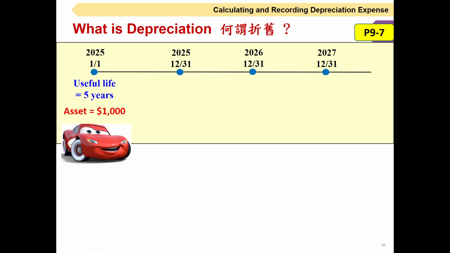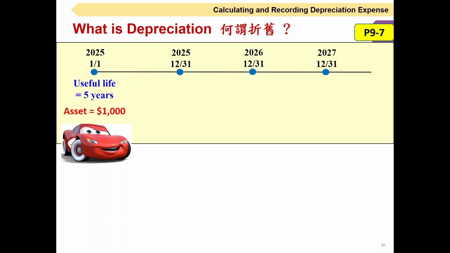So I want to buy the dream car like this. So, okay, I actually did. I buy it on first day 2025. How much money I spent? $1,000. Okay, so $1,000 I spent. How to find out is $1,000?